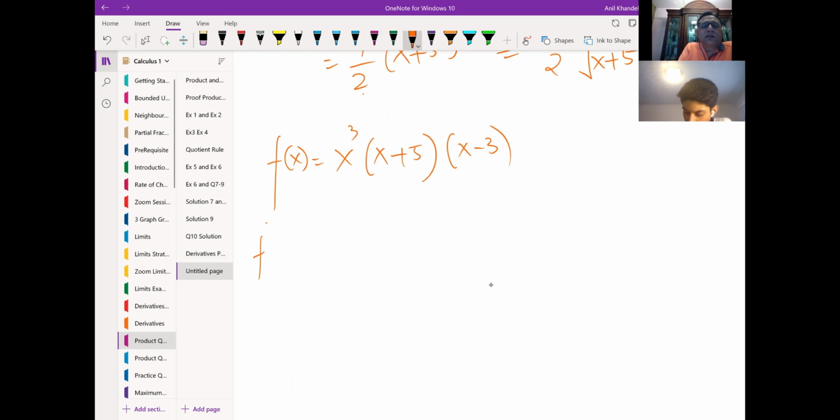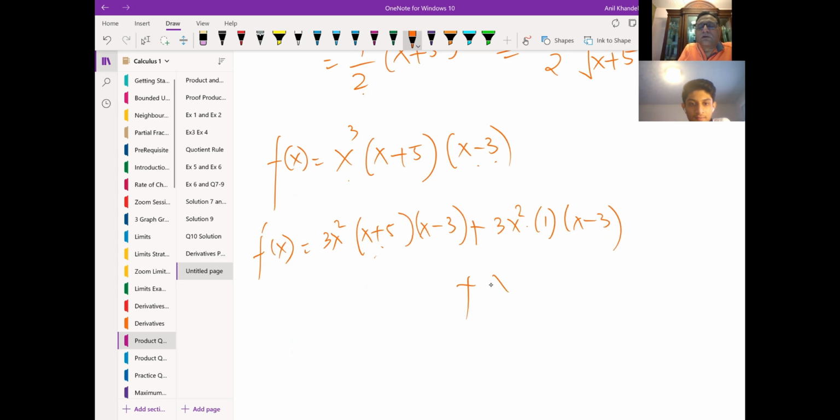Then what should the derivative be? Find the derivative of one of them, multiply the other two, and then follow this process. So in this case, the derivative of the first one is 3x squared. Multiply this with x plus 5 and x minus 3. Now add to this the derivative of the second term, which is just 1, so x cubed times 1 times (x minus 3). And now to this, add the derivative of the third one: x cubed times (x plus 5) times 1, since the derivative of the last one is 1. Then you can combine all these terms to get the answer.